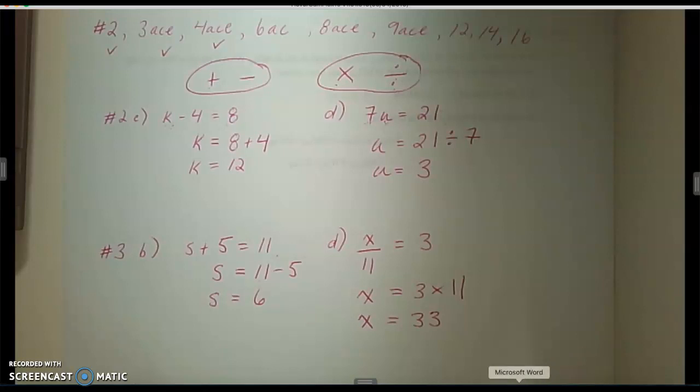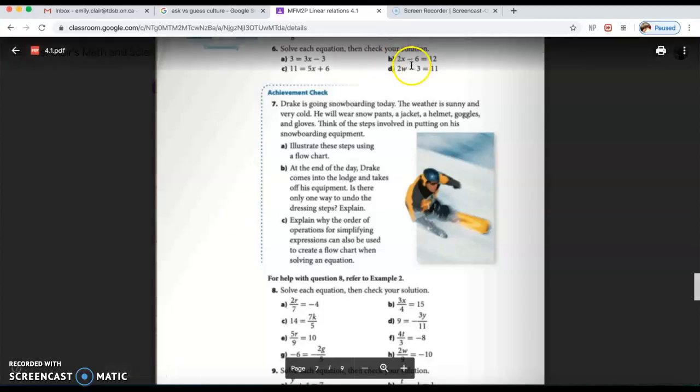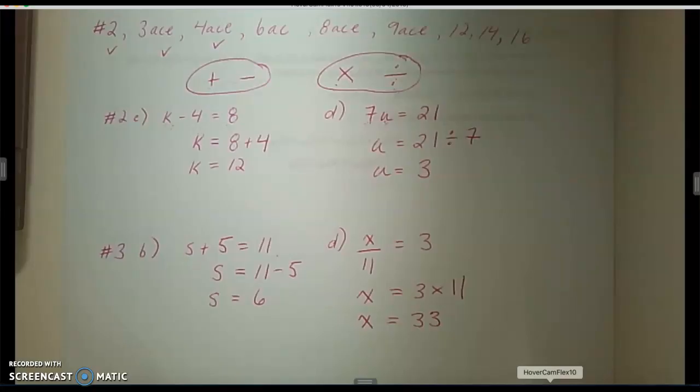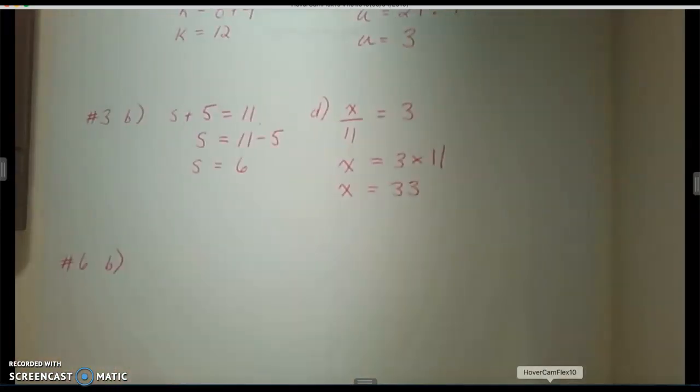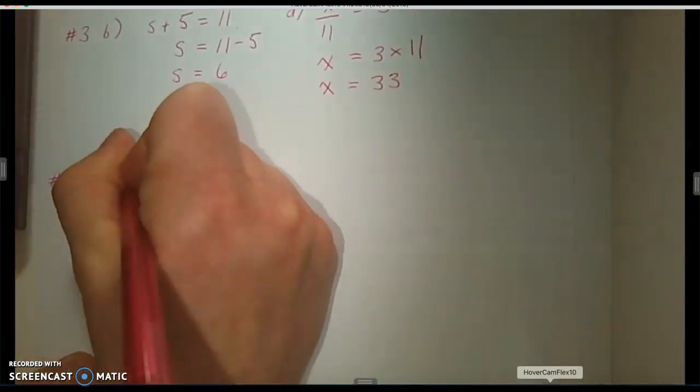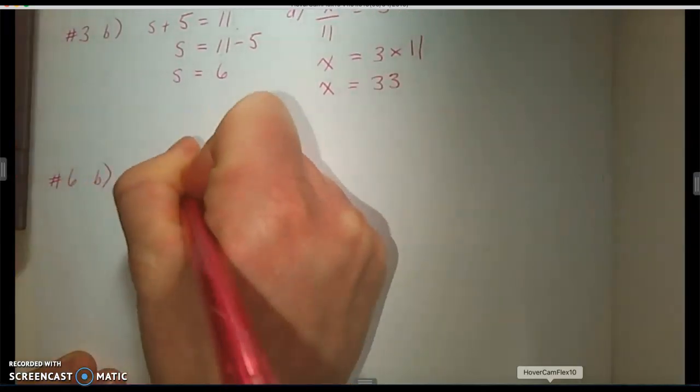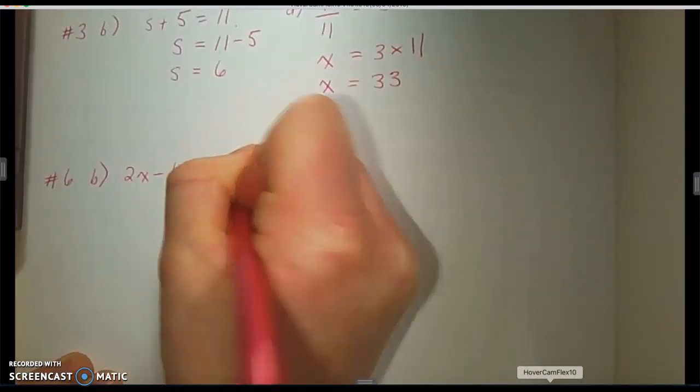And because I started talking, I forgot what the question is. So let me go back. 2x minus 6 equals 12. Okay, so let me move my paper up so we can see that there. So 2x minus 6 equals 12.